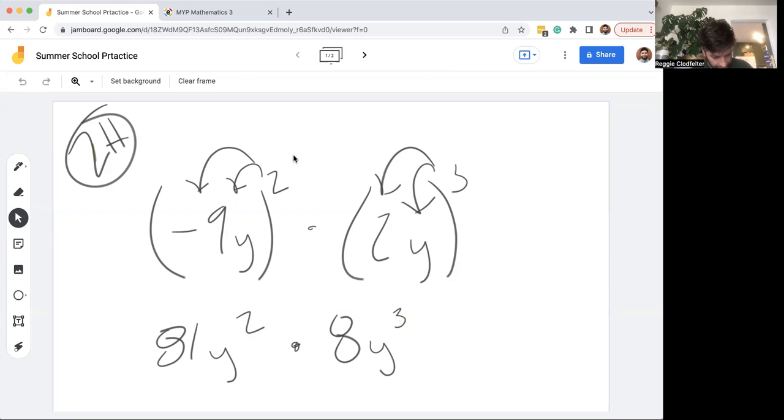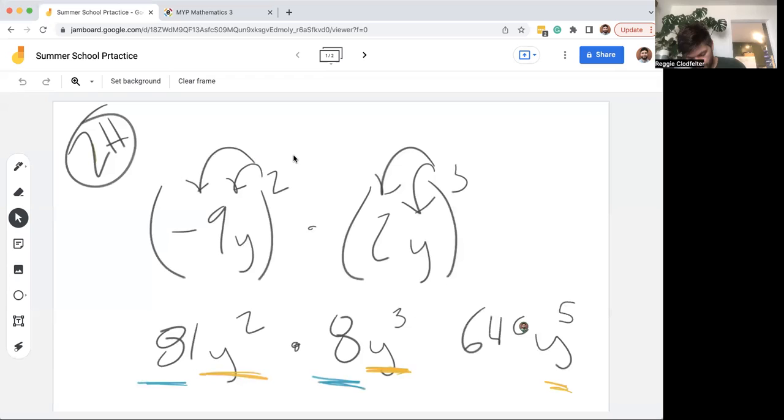And now I get to, boom, apply the product rule just to my variable. Y squared times y to the third is y to the fifth. There it is. And then I get to treat the coefficients all on their own. 81 times 8. We can do that because we know 8 times 8 is 64. So 80 times 8 is 640. And then we just need one more 8. So it's actually 648 times y to the fifth. That's our answer to 2H.